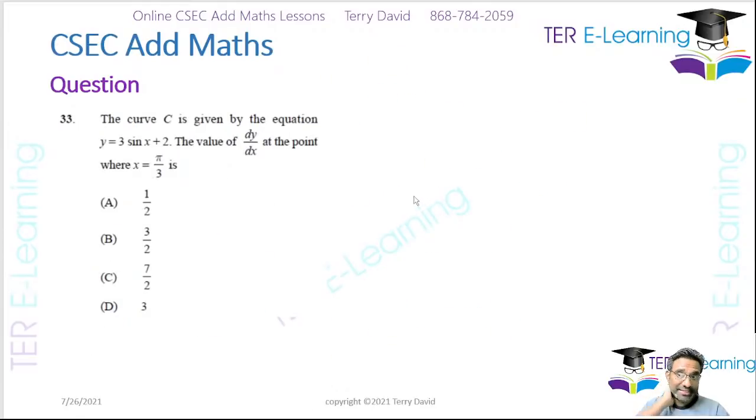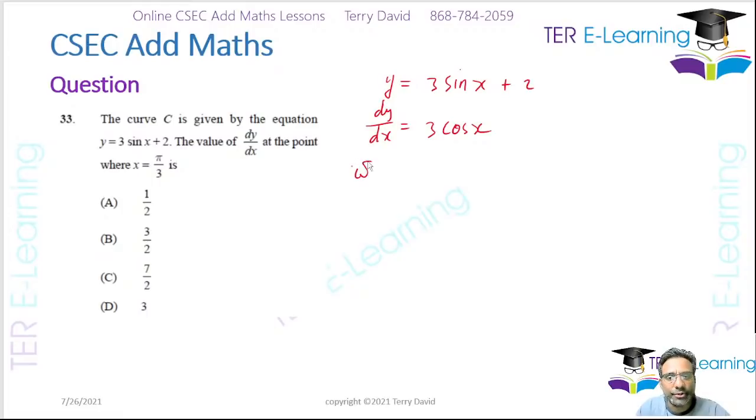Alright, so next one here now. We have a curve C, and they want to find dy/dx at the point where x equals pi over 3. So we have y is equal to 3 sine x plus 2. First thing we need to do is find dy/dx. When you differentiate sine, you get cos. So this is going to be 3 cos x. When you differentiate 2, you get 0, right?